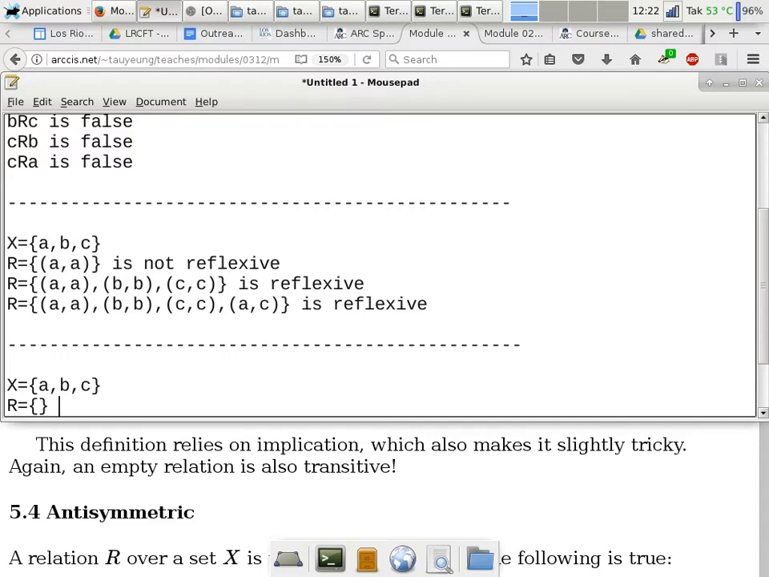For those of you who say it is not, why is it not symmetric? It is not reflexive, but we are talking about symmetry now. So is it symmetric? But that's okay, because if you use that definition, AA should be there if and only if AA is there. Since AA is not there, the if and only if is actually true.